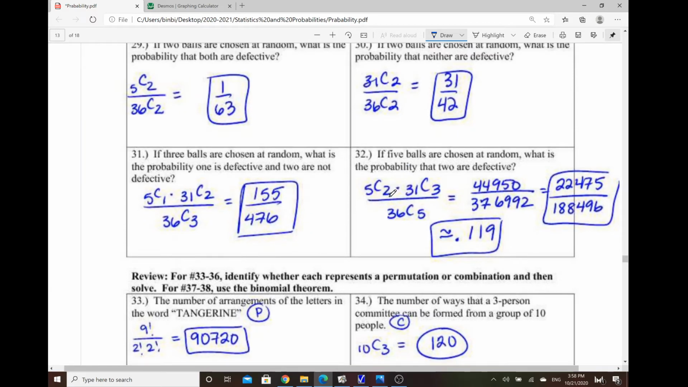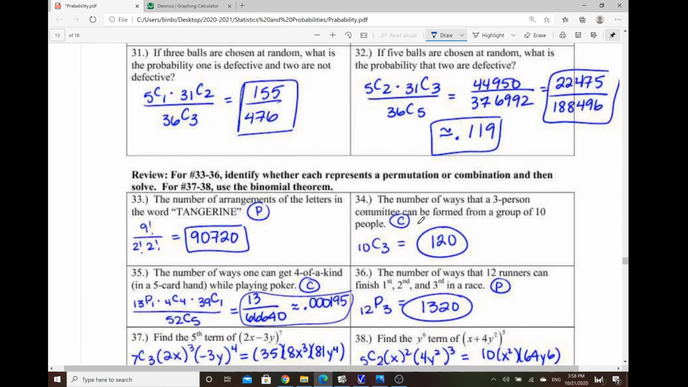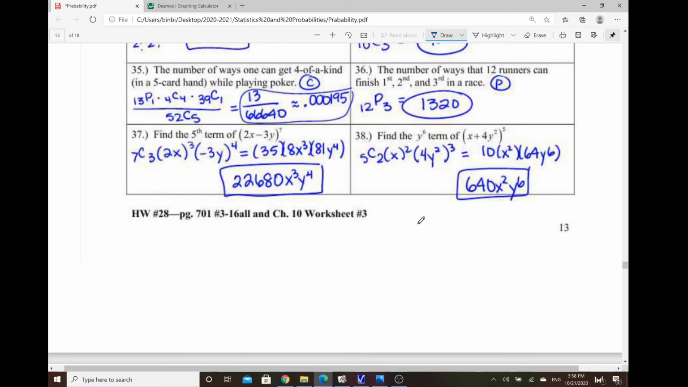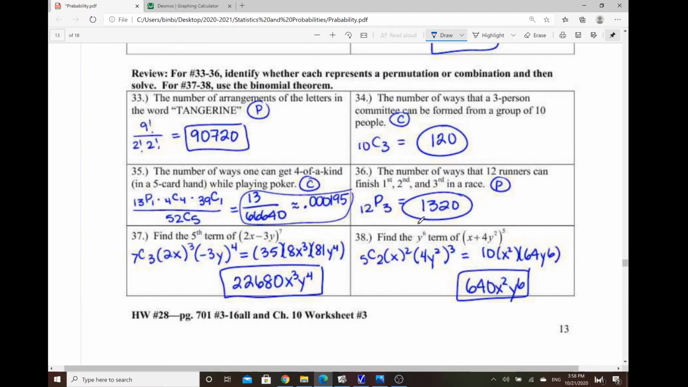Again, it's all about the conditional probability. Even for the ones that are non-defective, you still need to multiply, because this comes out of the total possibility, 36 choose 5. So for identifying permutation and combination, we talked about that previously with the binomial expansion. So check the previous video.